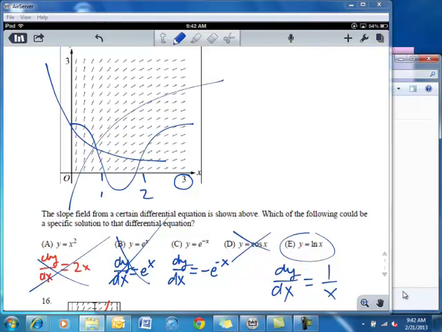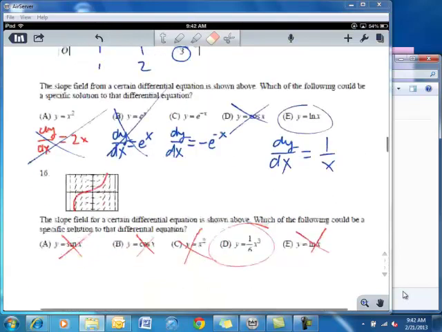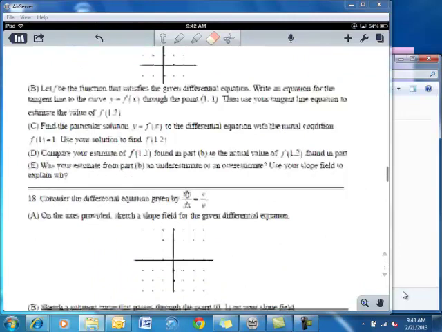Man, we're doing excellent on time. I like this. We're going to leave slope fields alone. And I'm going to do something really cool.